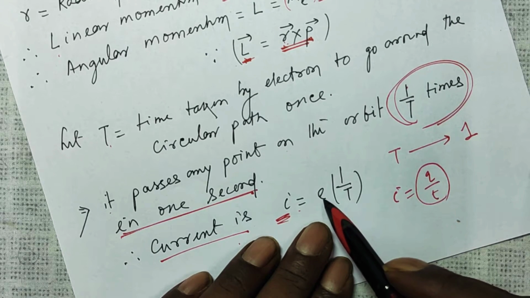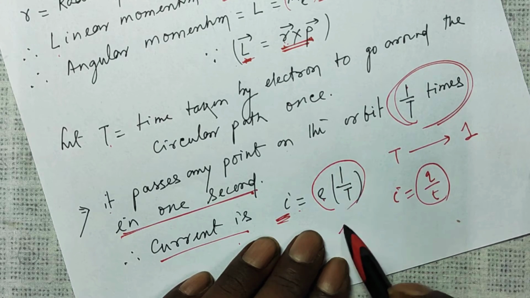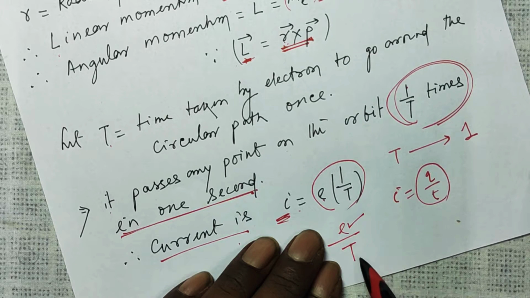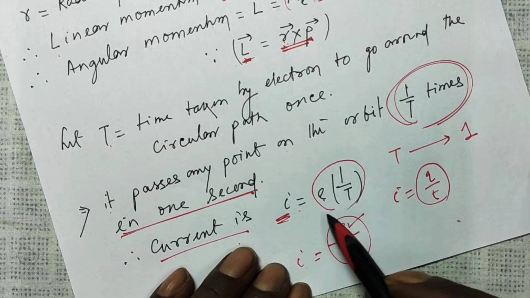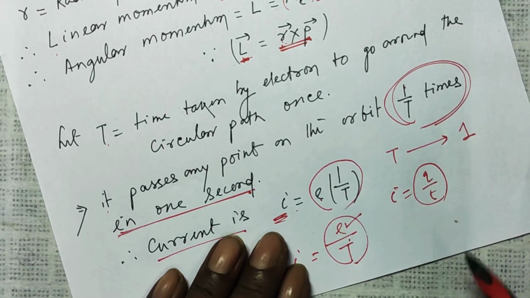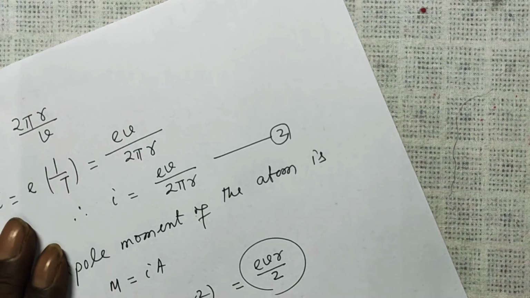So I is equal to e by T, where e is the charge of the electron. e by the time is equal to your current. So current is e times 1 over T. Now, then come back here.